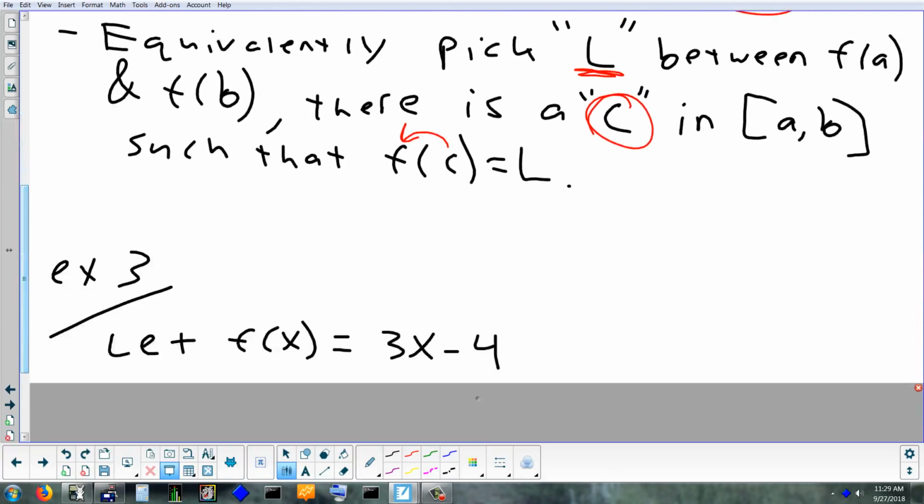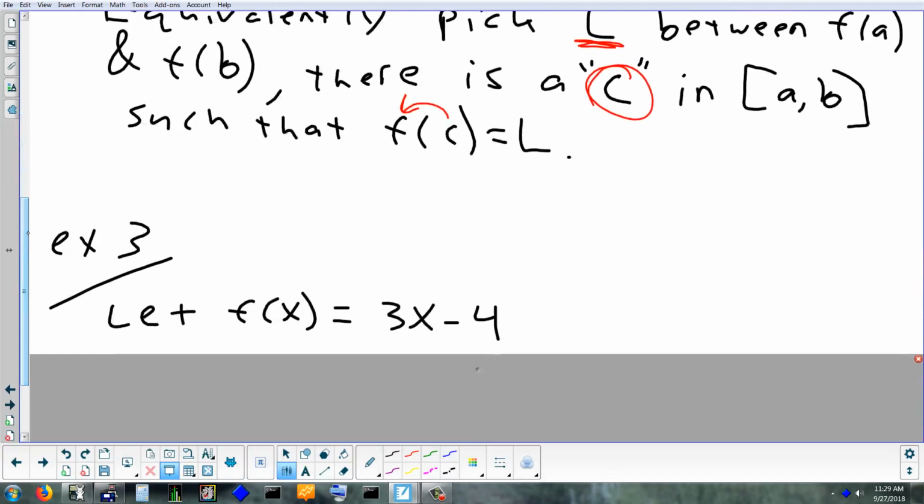Okay, so let's look at an example that's not really a word problem with boiling water or temperature. It's more just an equation and looking at the values of this particular graph. Okay, f of x equals 3x minus 4. What shape is that if you were to draw it?